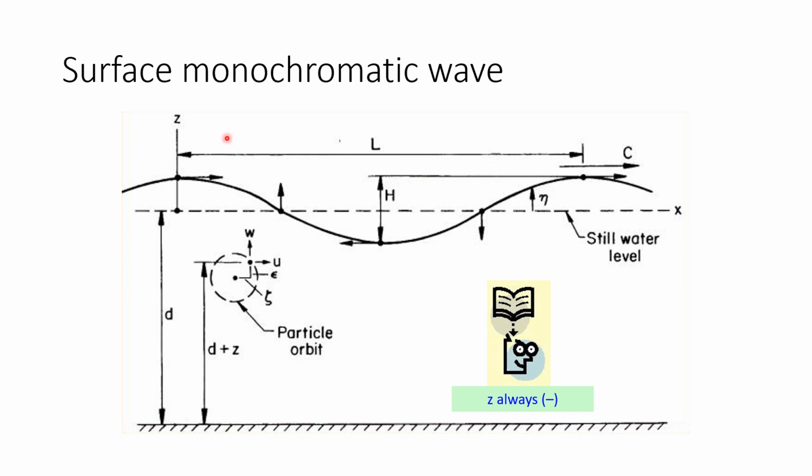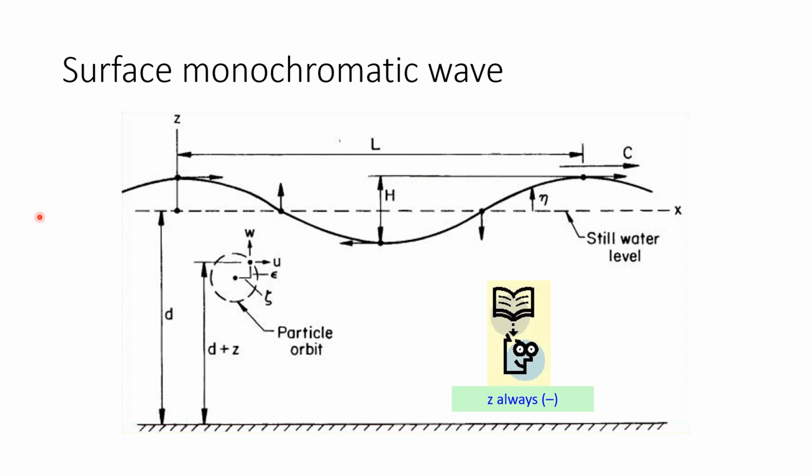We have a crest, a trough, followed by a crest. So we have a wavelength represented by the notation L, and wave height represented by the notation H, and the wave is propagating at a wave celerity C. Now, if the water is undisturbed, we will have a still water level, or SWL. The displacement of the water surface profile from the still water level is represented using the notation eta, and so eta is always changing at every point and also at every time.